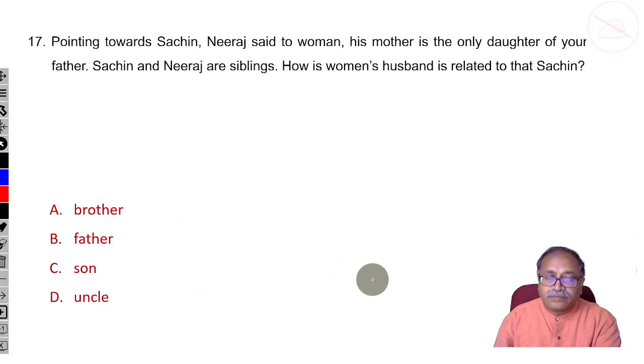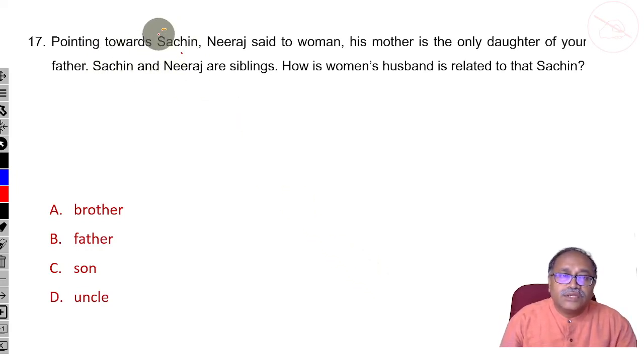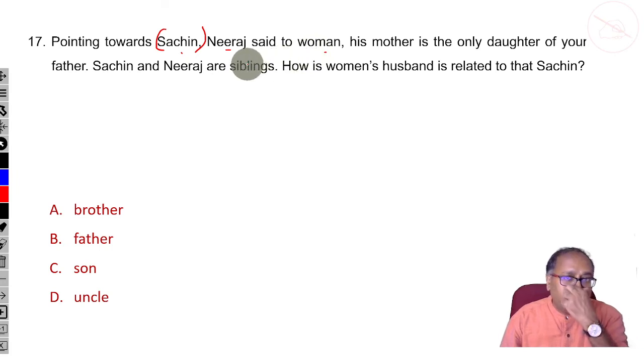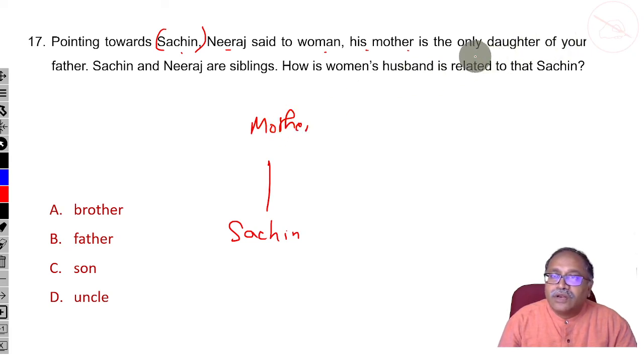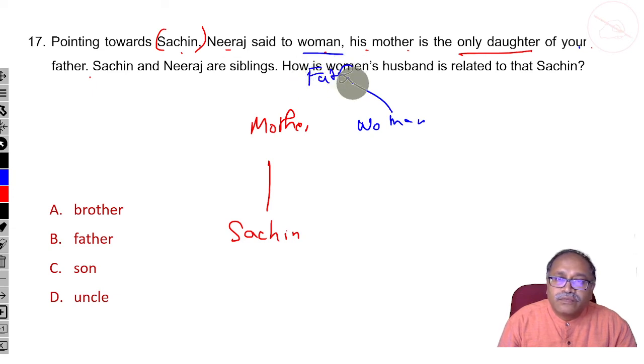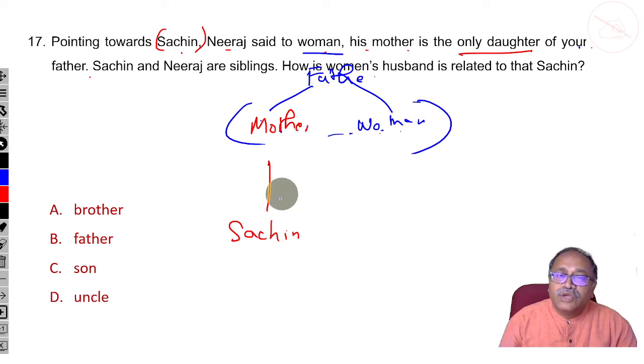Okay, next question. Here pointing towards Sachin ki చూపెడతా, Neeraj said to a woman, Neeraj woman తో మాట్లాడుతున్నాడు, his mother is, Sachin mother is only daughter of your father, your father's only daughter. Your అంటే ఎవరు, woman తో మాట్లాడుతున్నాడు కదా. So woman father's only daughter. అయితే this only daughter అంటే ఈ two daughters possible కాదు కదా. So these two are same. The woman is here అన్నమాట, who is Sachin's mother.